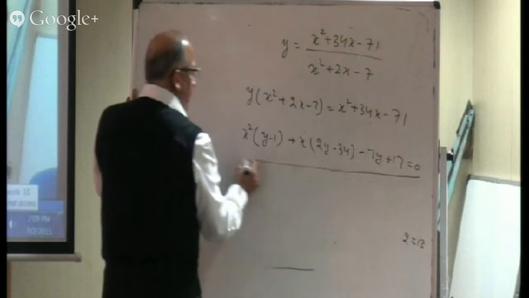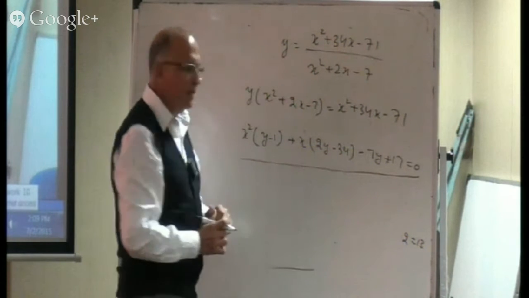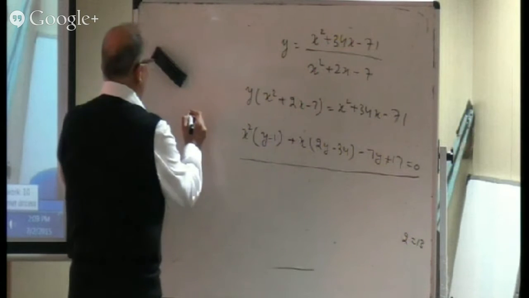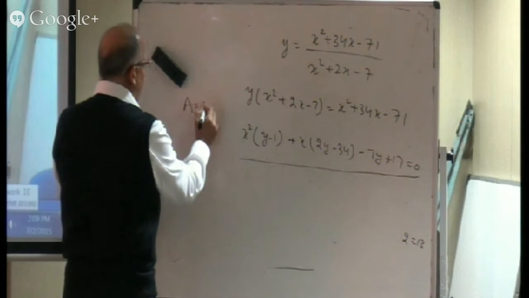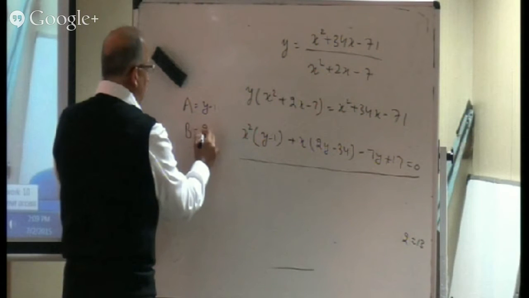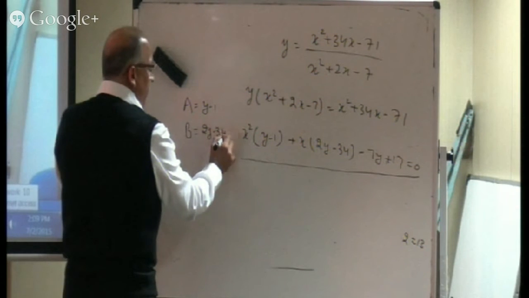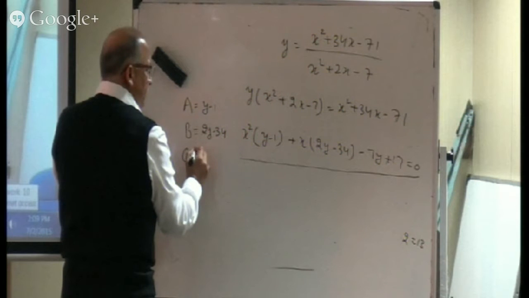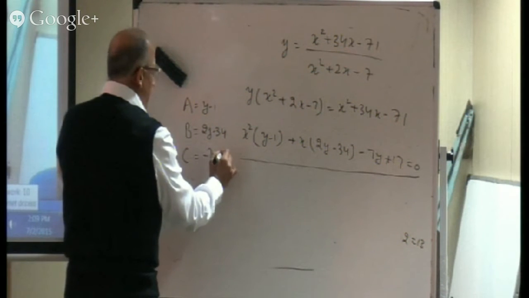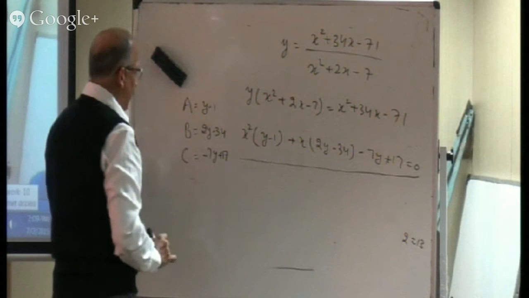And you can see that this becomes a quadratic equation in x. So what is the coefficient of x square? It is y minus 1. We call it a. What is the coefficient of x? It is 2y minus 34. And what is the constant term? Please check whether the calculations are okay.